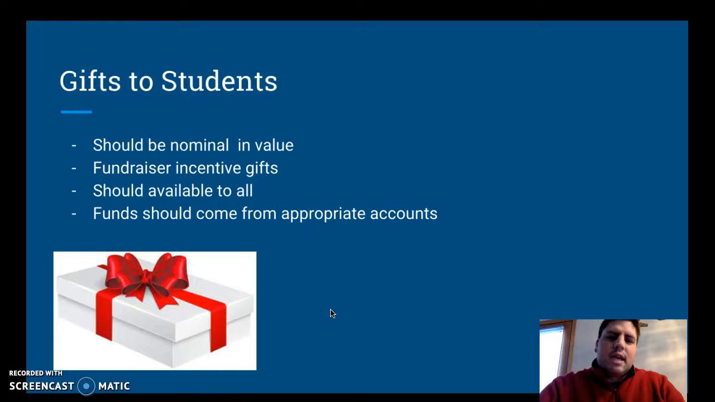But again, if it's for sports or athletics, it should come out of the athletic funds. If it's for Stuco or for some other club, it should come out of those funds that are appropriate for the students that are involved in that.